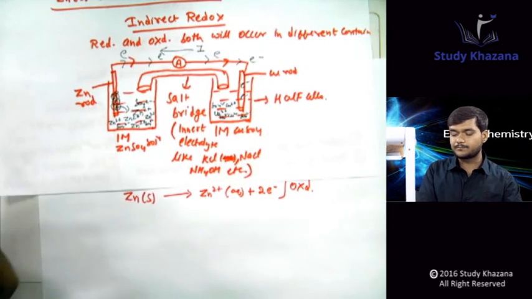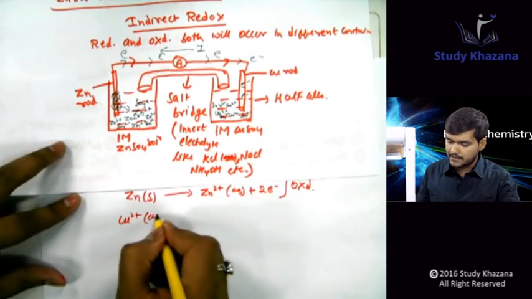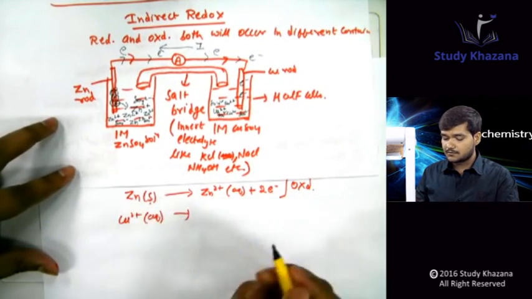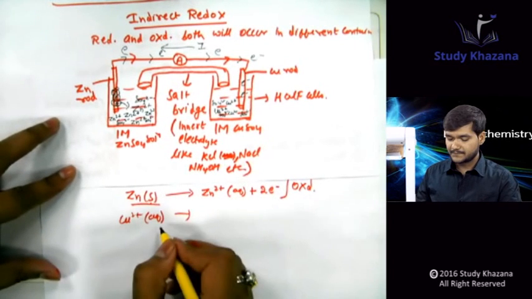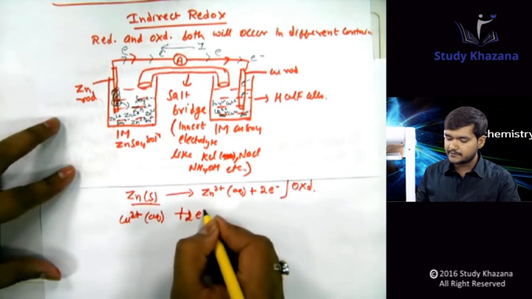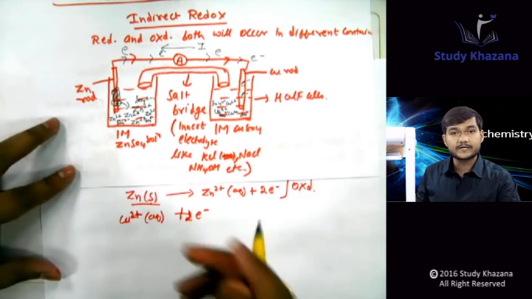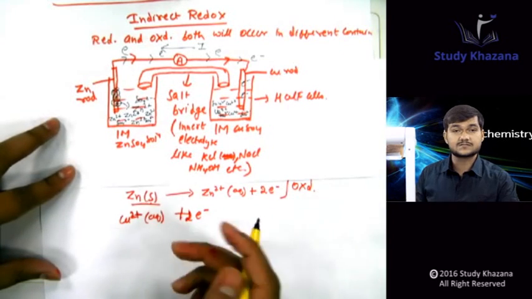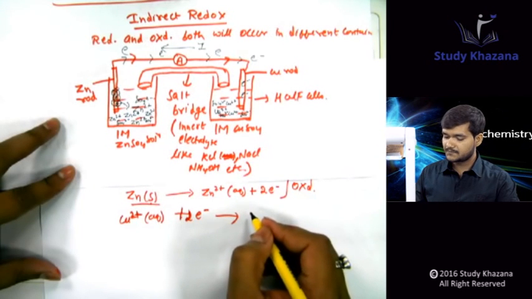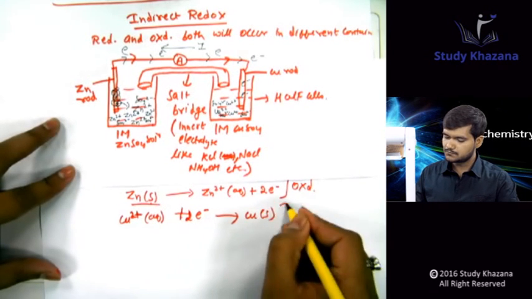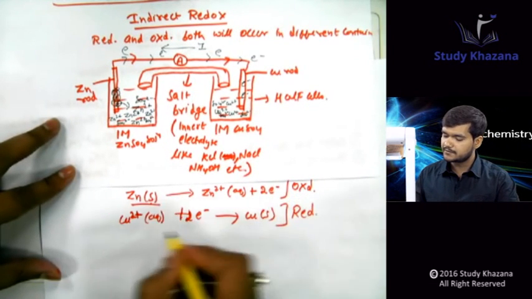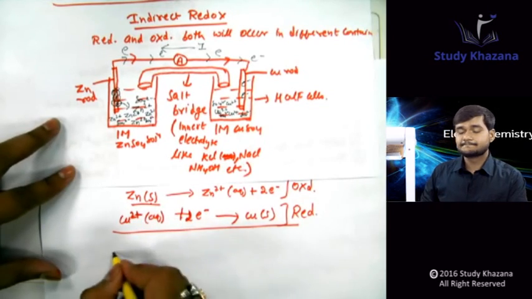Now these Cu2+ ions in solution, in solution we always write aqueous, and atoms on the rod we always write solid. So Cu2+ aqueous ions gain 2 electrons. From where do they gain 2 electrons? The electrons which are coming from the zinc rod. So they gain 2 electrons and deposit on the copper rod as Cu solid. And we already know the gain of electrons is called reduction. So here reduction occurs.